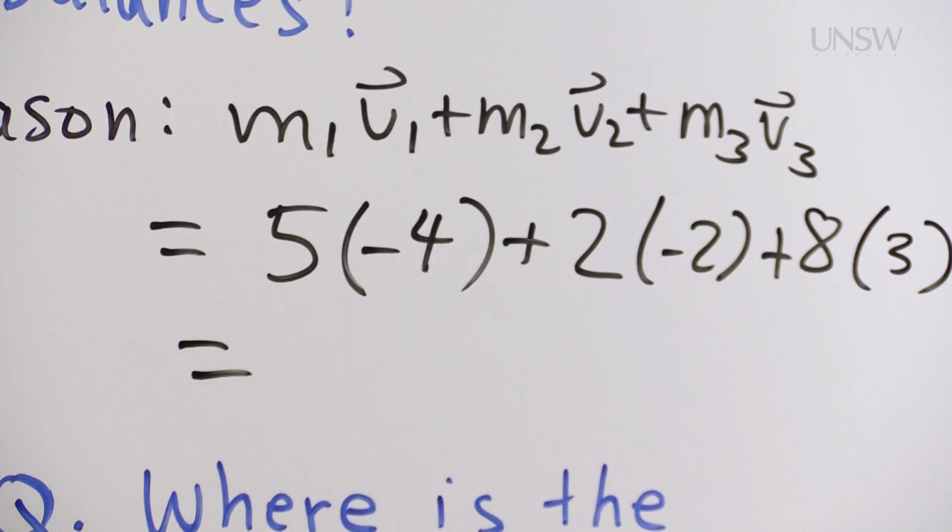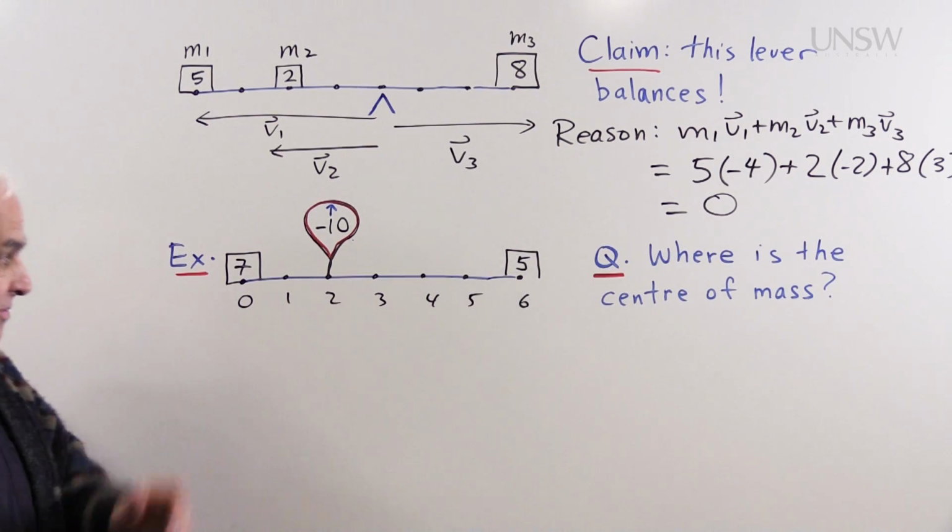For a total of minus 20, minus 4, plus 24, or 0. Total moment is 0, so we have balance. All right, so let's have a look at this problem.